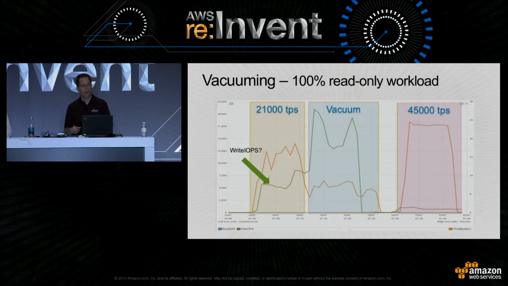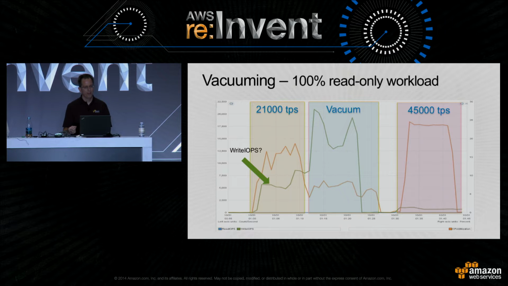The other one we get a lot of questions about is vacuuming. So I did that insert. I've loaded my tables, but I didn't do any updates or deletes, so I shouldn't need to vacuum, right? So I was running a 100% read-only workload. And you can see the green line is write IOPS, and this is CloudWatch metrics that you can get with RDS. And you'll notice I start that test off, I'm getting 21,000 transactions per second, which is quite great, but I'm doing like 5,000 writes per second.